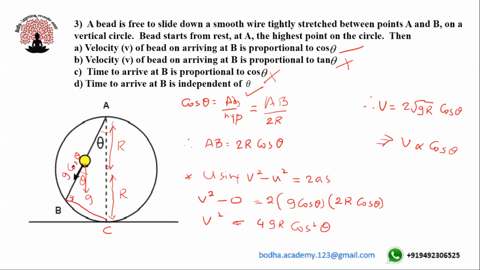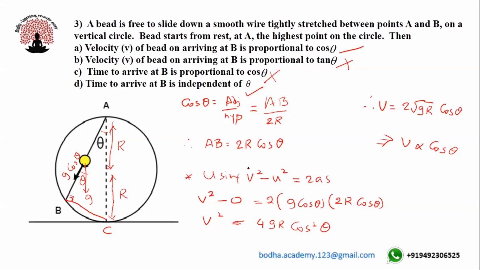Now, in the semicircle, a right angle is formed. So cos theta is adjacent side by hypotenuse. The side adjacent to theta is AB, and the hypotenuse is AC. So cos theta is AB by AC, and AC is 2R. Cross multiplying, we get AB is equal to 2R cos theta.